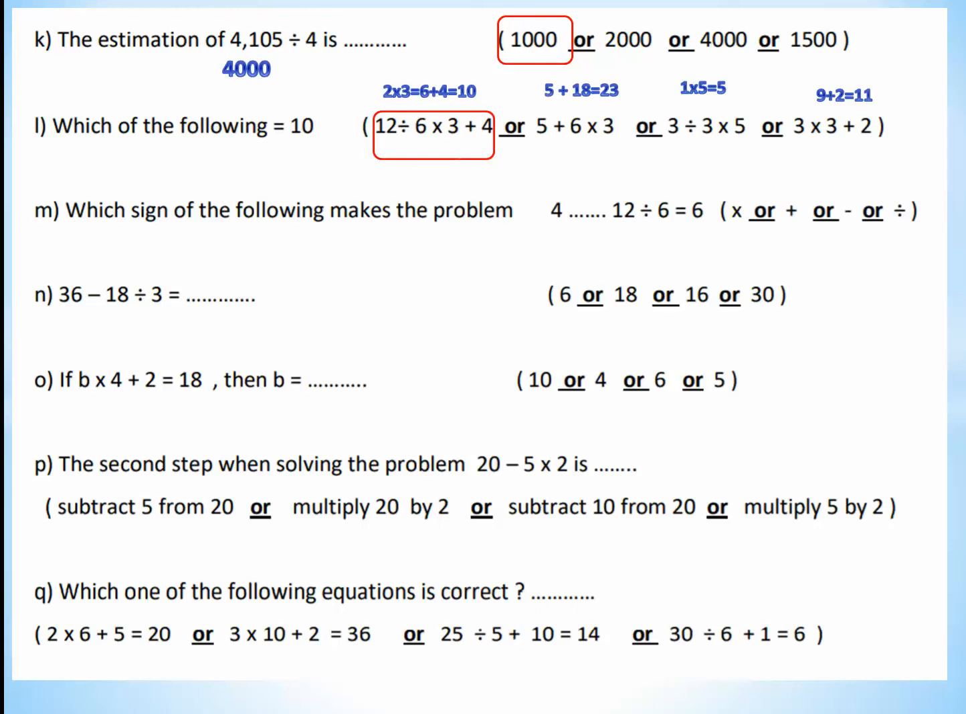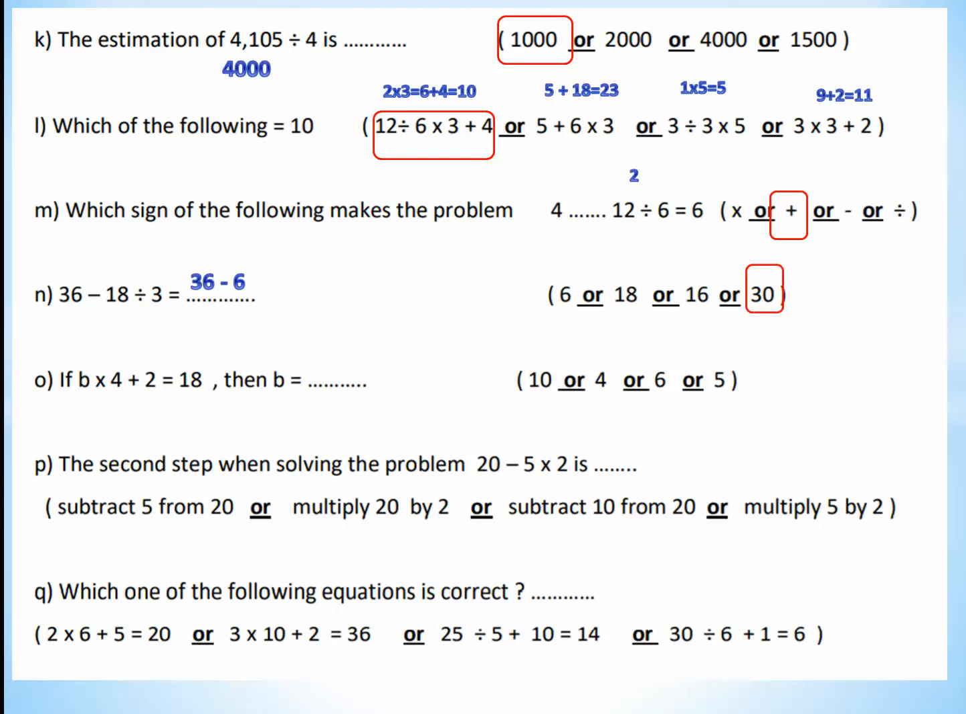Which sign of the following make the problem right? Okay, let's divide first. 12 divided 6 equal 2. So we're looking for number 4 and 2 equal 6. So it will be plus. 36 minus 18 divided 3. 36 minus 6, yes, equal 30.